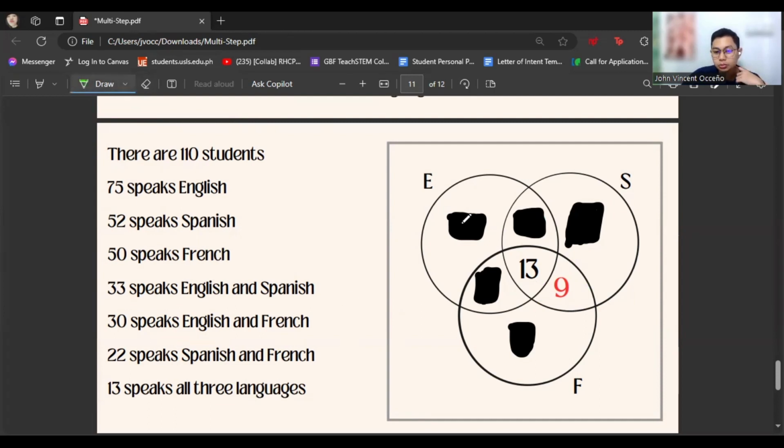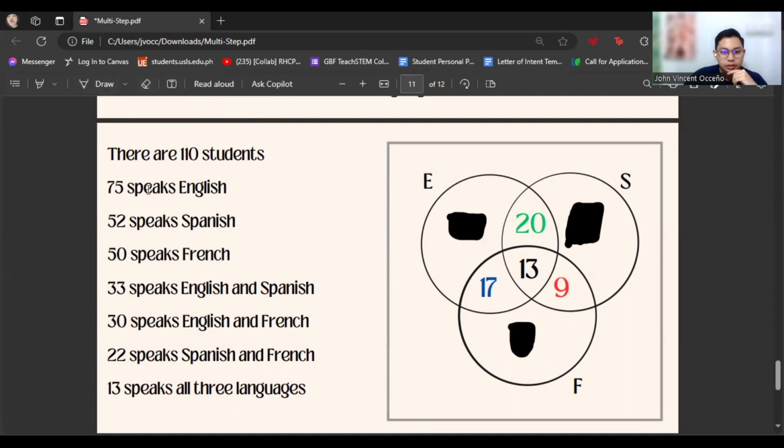Next, 30, who speak English and French. Those 30 people who speak English and French are also here in the intersection; there are also some here who speak all three. So what we do, we subtract 30 minus 13, 17. And again, English and Spanish, there are 33 people who speak both, and there are some people here included. So 33 minus 13, we get an answer of 20. Now, the rest is simple.